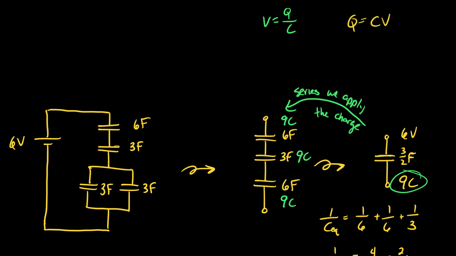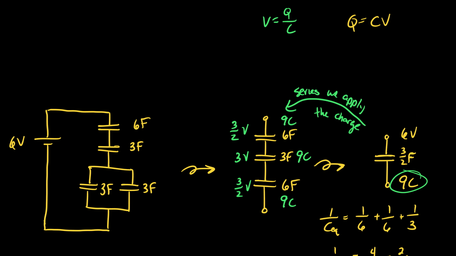So I'm going to have, for the top one, 9 divided by 6, or 3/2 of a volt. 9 divided by 3, 3 volts. You all right over there? 9 divided by 6, 3/2 of a volt. All good?